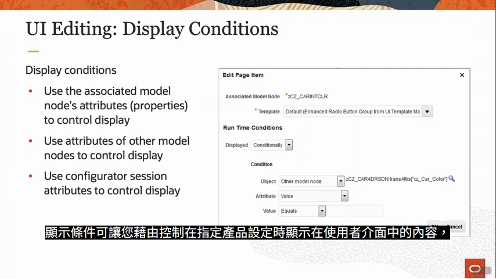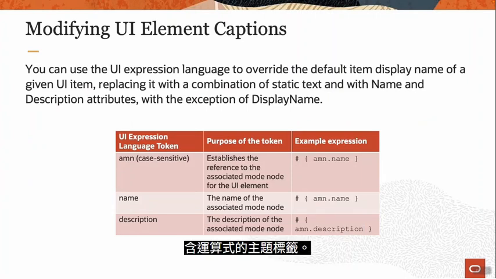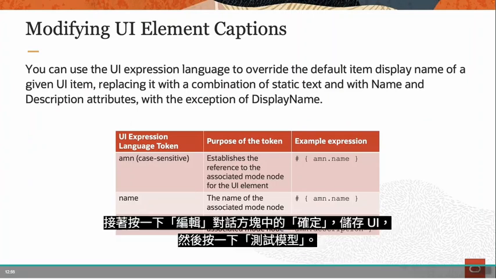To override the default display name of a UI element, you do the following. Select the UI element, click the edit control for the element, then, in the edit dialog box, enter a UI expression for the caption of the UI element. Then click OK in the Edit dialog, save the UI, and click Test Model. Then, in the Test UI, the caption appears with the overriding expression text.